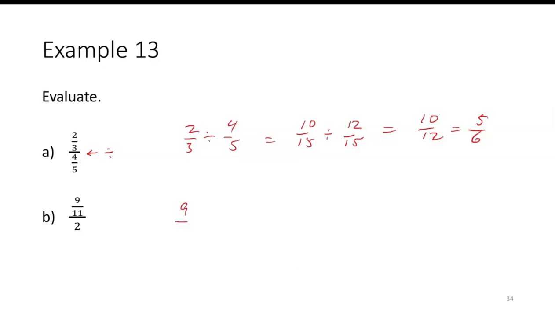9/11 divided by 2, I can think of as 9/11 times 1/2. I'll go with reciprocals this time. And that comes out to be 9 over 22.